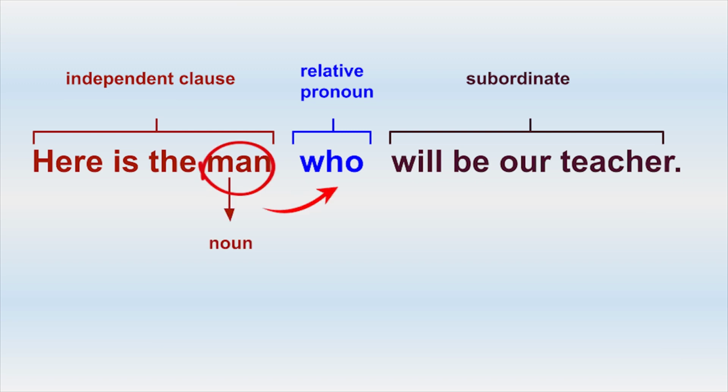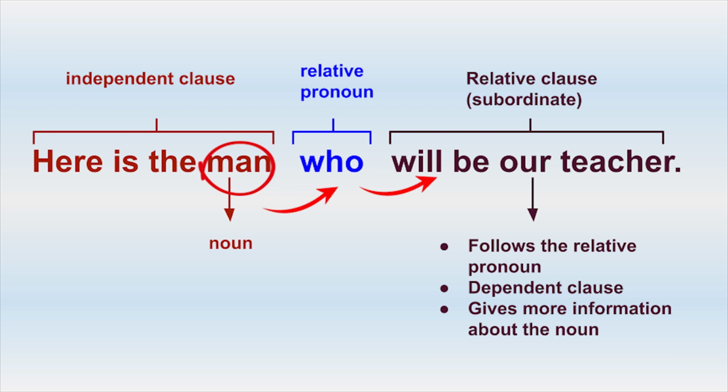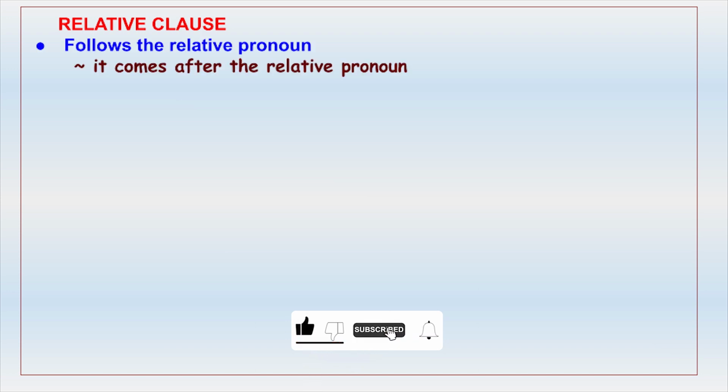It follows the noun "man" that is in the independent clause and introduces the subordinate clause, which is now the relative clause. The relative clause gives more information about the noun. Let's look more closely at the relative clause. The relative clause follows the relative pronoun. That means it comes after the pronoun in the sentence.